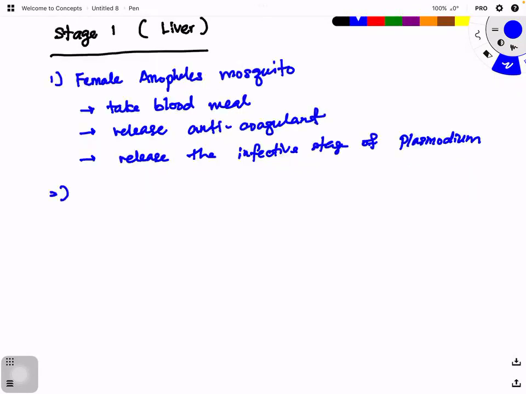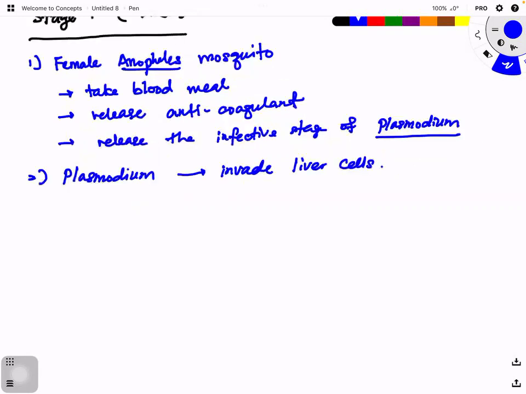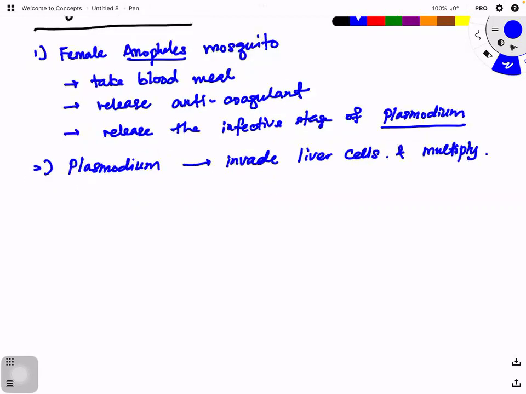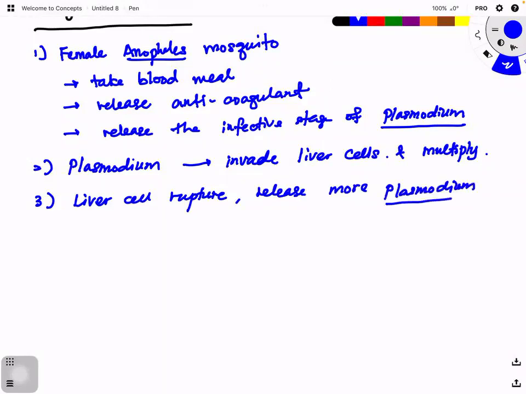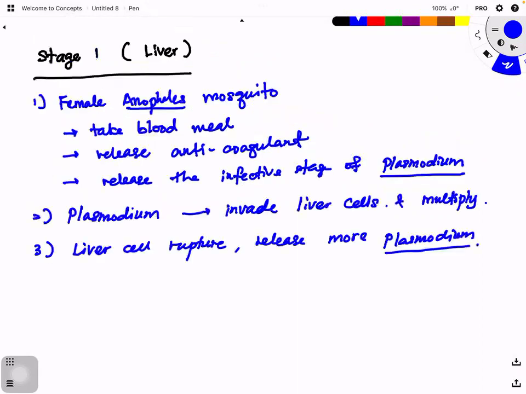What does this Plasmodium do? Plasmodium will invade liver cells. Inside liver cells, Plasmodium invades and multiplies. What happens? The liver cell ruptures. When the liver cell ruptures, it releases more Plasmodium. This involves stage 1 in the liver.